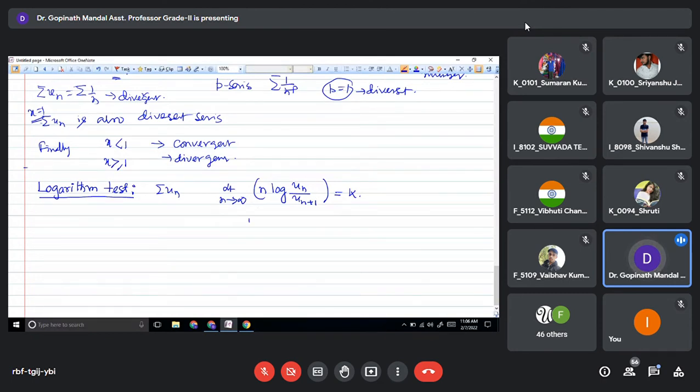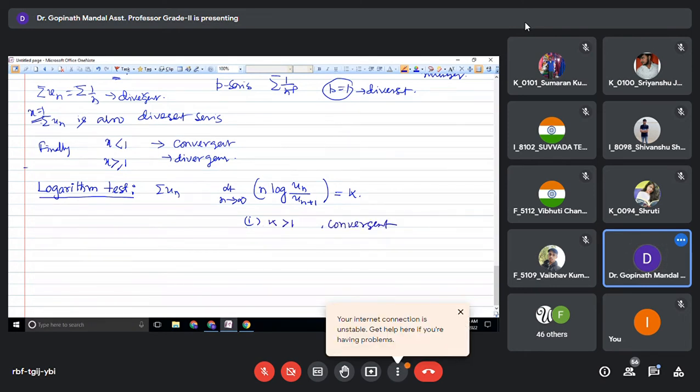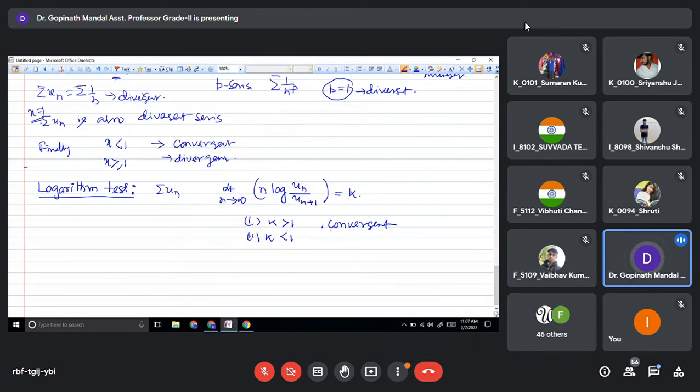then the series is convergent when k is greater than 1. And second, when k is less than 1, the series is divergent. And when k is equal to 1, then the test fails.